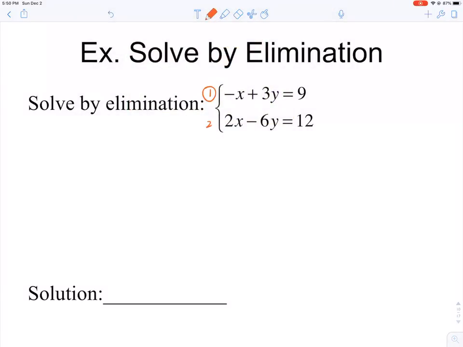Okay, equation 1, equation 2. I'm going to multiply the first equation by 2 to get the x's to have negative coefficients. That's just what I see first.